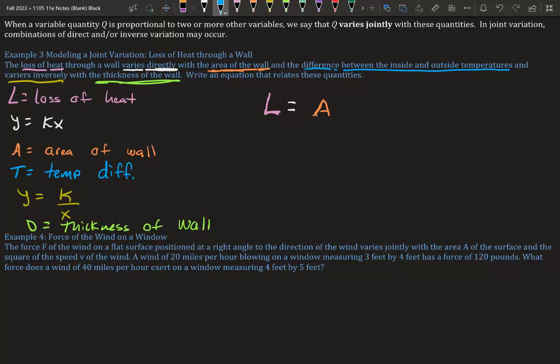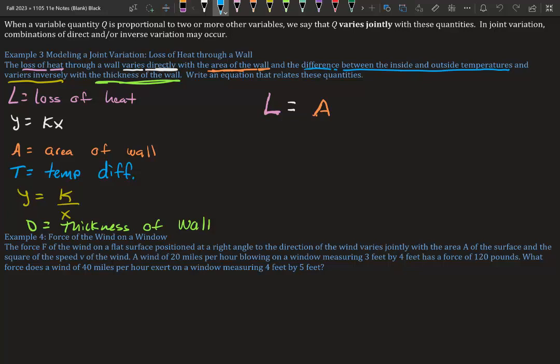Because this is varies directly, and what comes after A is another variable, and means multiplication. It doesn't mean plus in this case. Variation is either only multiplication and/or division. Never plus or minus. It is only multiplication, division.